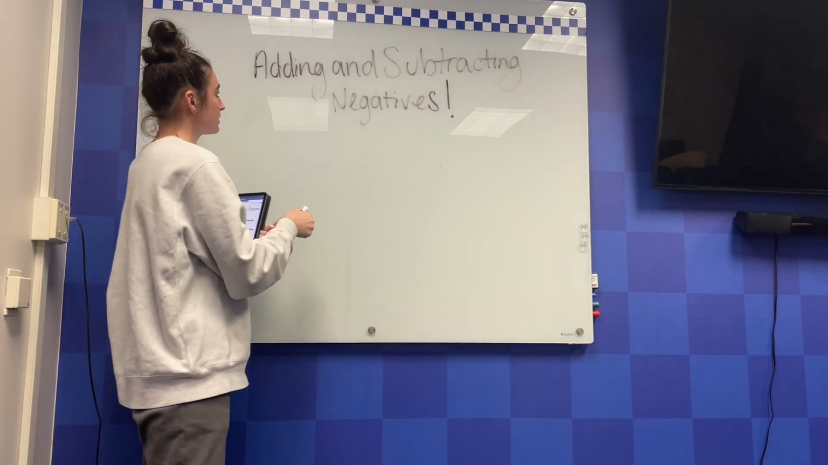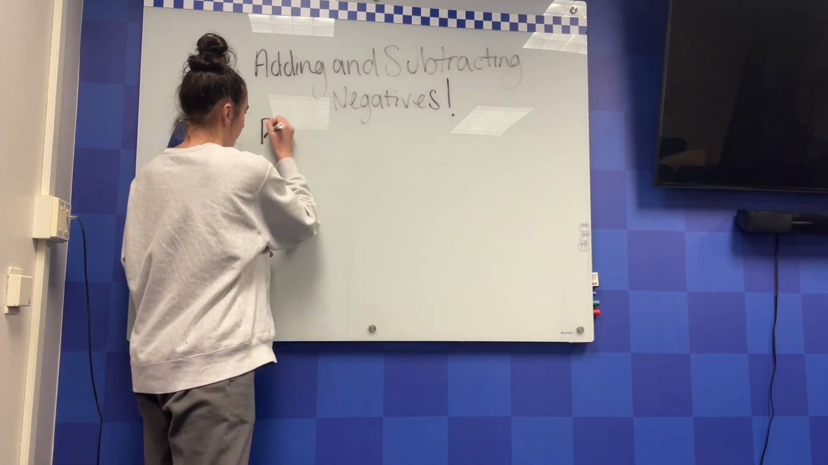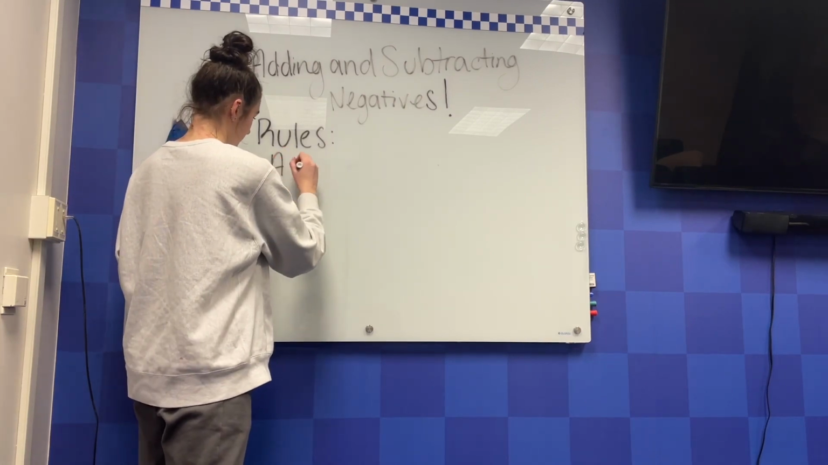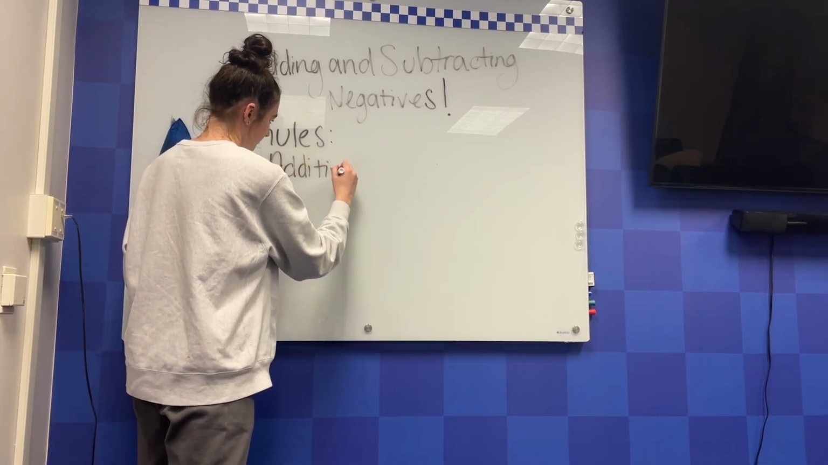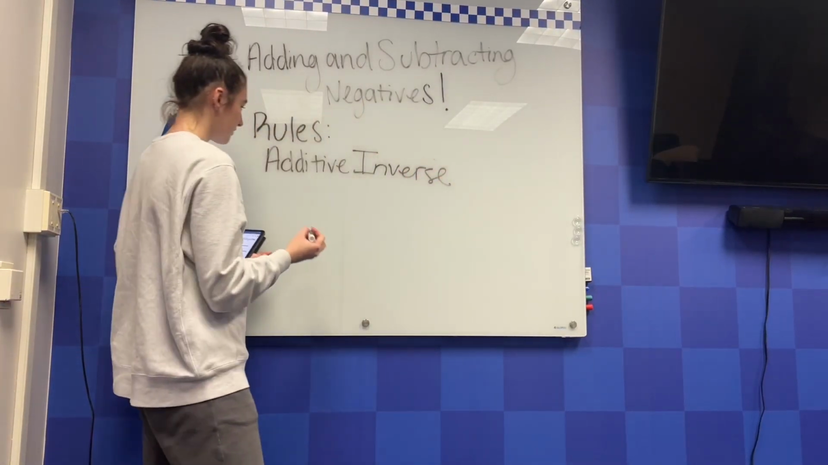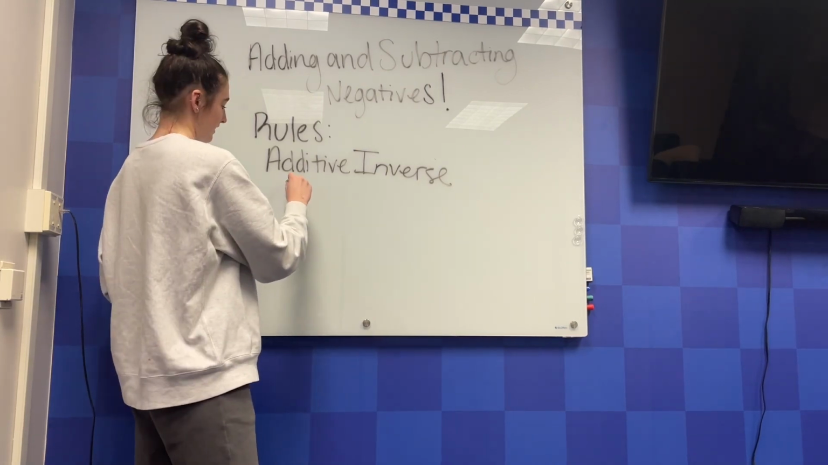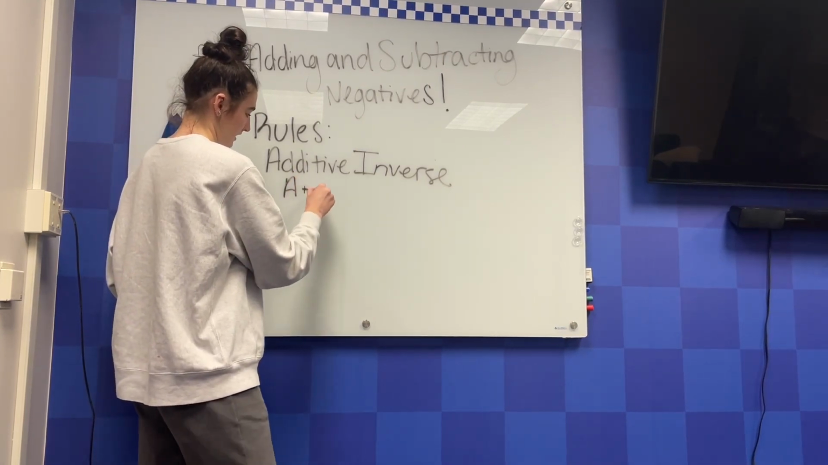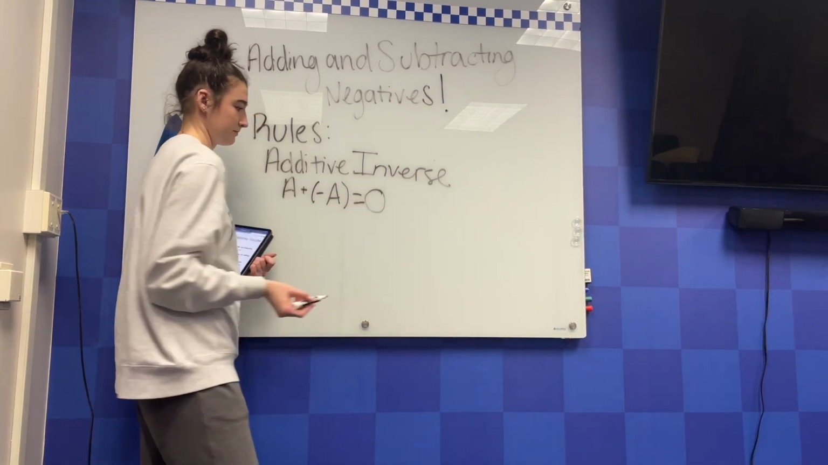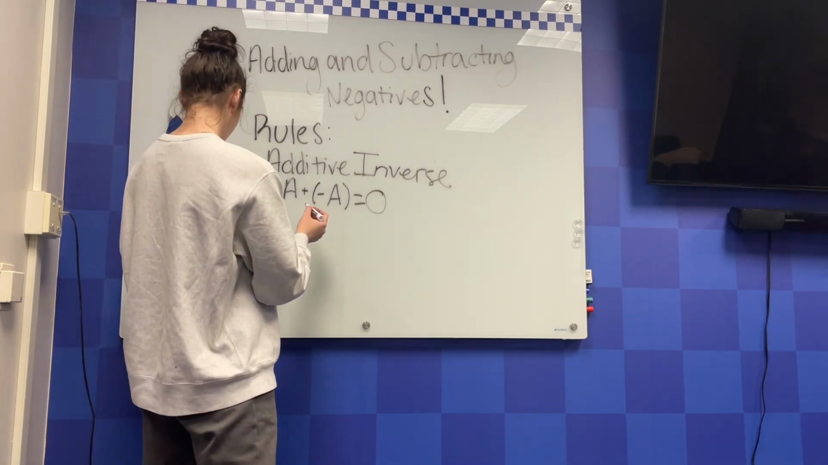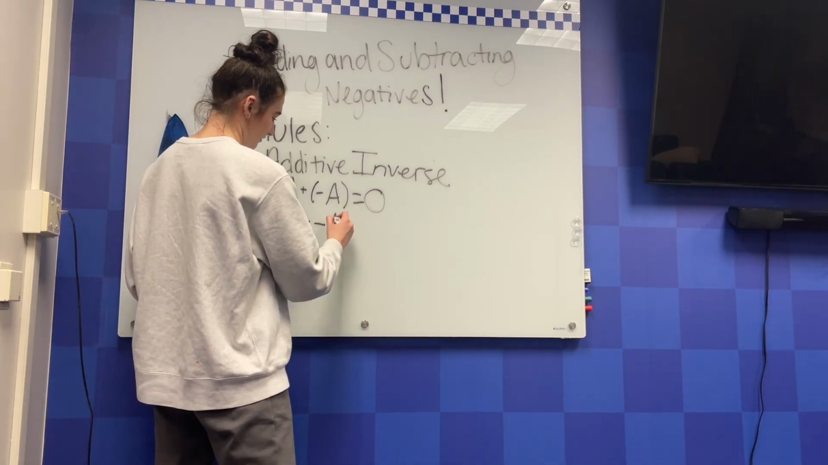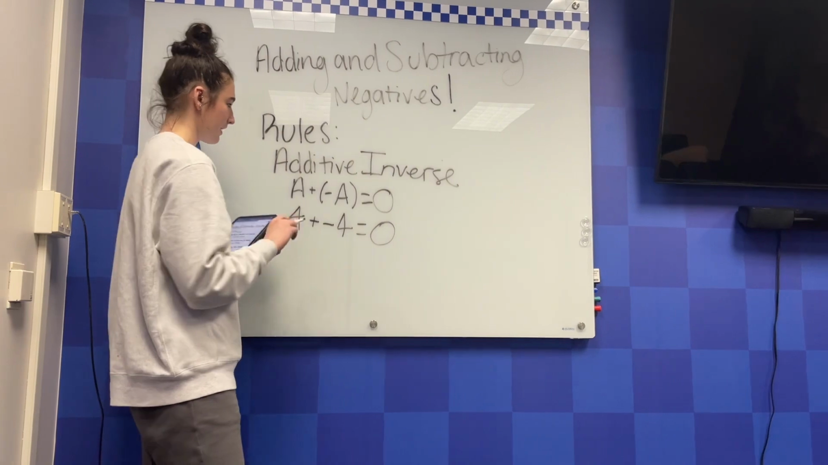So there's some rules with adding and subtracting negatives. The first one is additive inverse. So this means that if you add a and -a, this is going to equal 0. So an example of this would be 4 plus -4, so that would be 0.